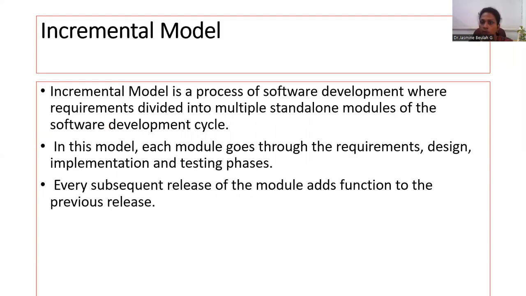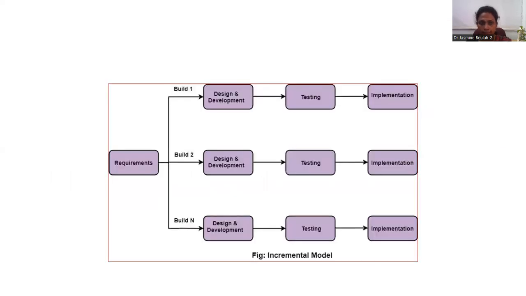The incremental model is a process of software development where requirements are divided into multiple standalone modules of the software development cycle. In this model, each module goes through the requirements, design, implementation, and testing phases. Every subsequent release of the module adds functionality to the previous release. So this is a diagram where you can see there is a requirement stage and there are different builds, build 1, build 2, up to build n. At each and every build, there is design and development. It goes into the testing phase and then it moves on to implementation.